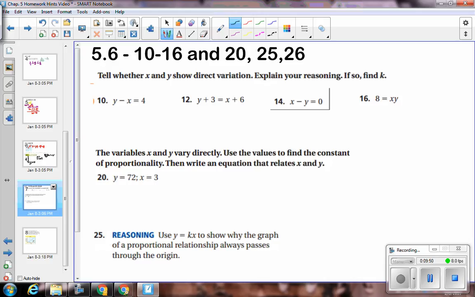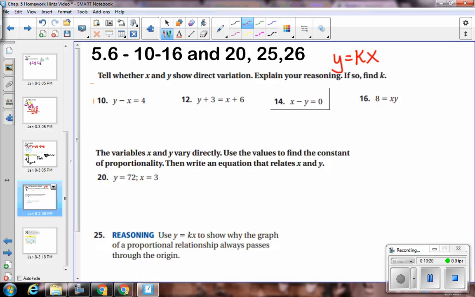Okay, there's quite a few in 5.6 that I thought I would help you with. The first section is to tell whether x and y show a direct variation when you're looking at an equation. We always want to get our equation to look like this: y equals some number times x. So in order to do so, we have to get y by itself. So in each of these cases, that's really what we're doing, is we're putting y by itself.